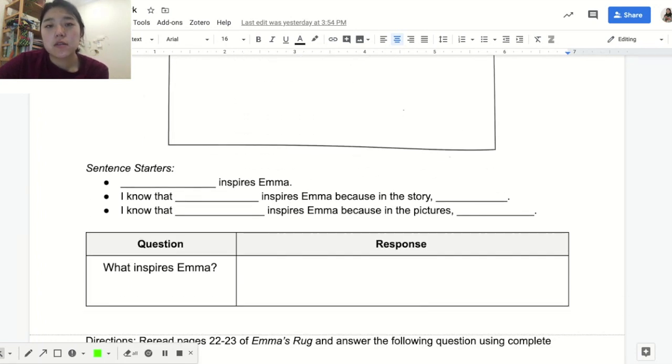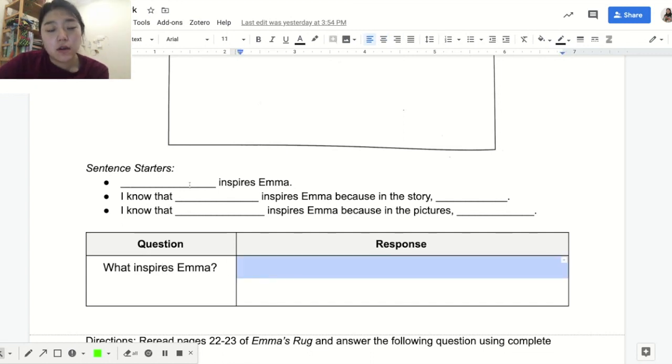Okay. So the question that I want you to answer based on this page is, what inspires Emma? And here above, we have some sentence starters. I noticed that some of us just fill out our answers in the sentence starters, but these are just to help you type your response here. So always look at these charts with the shaded labels for the columns, because that'll tell you where to put your answers.